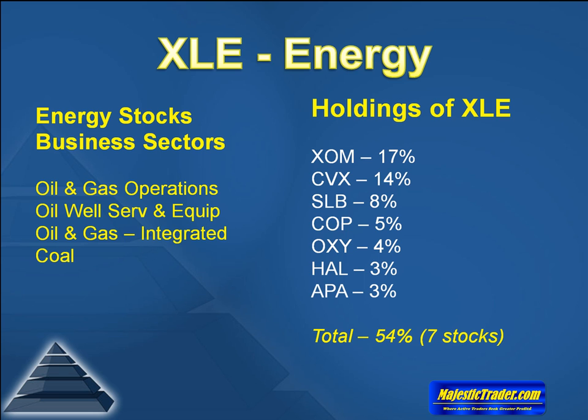Or if ExxonMobil is going to report and you're trading CVX, which is Chevron, how long are you? How exposed are you? You have SLB, Schlumberger, you have COP, ConocoPhillips, Occidental Petroleum and Halliburton, and then Apache. So you have these top 7 that make this up. If you want to trade XLE, you have to know how these 7 stocks are performing.